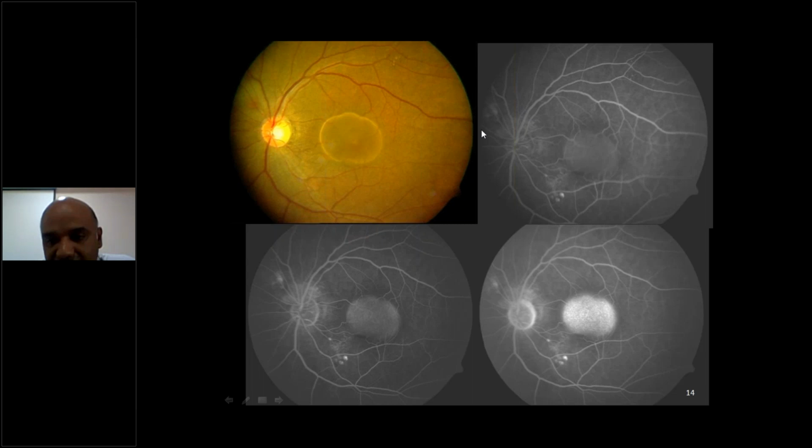Now, if you see the fundus fluorescein pictures, in the earlier phase there is a faint hyperfluorescence. Over a period of time, the dye goes on accumulating, and in the final phases of the fundus fluorescein angiogram there is pooling of the dye, and the hyperfluorescence goes on increasing. So this is a classic example of pigment epithelial detachment in wet AMD.